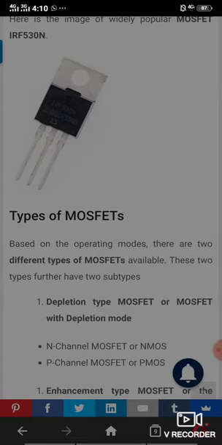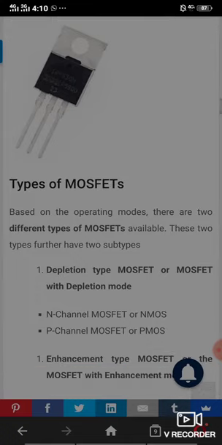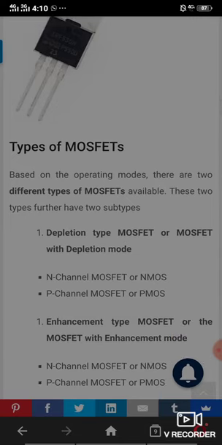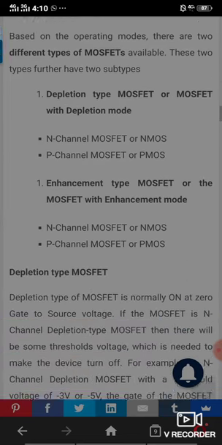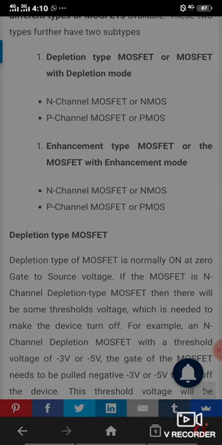Types of MOSFETs. Based on the operation mode, there are two different types of MOSFET. These two types further have two subtypes: depletion type MOSFET, or MOSFET with depletion mode, n-channel MOSFET, p-channel MOSFET, and enhancement type MOSFET, or the enhancement mode. Depletion type MOSFET is normally on at zero gate to source voltage.